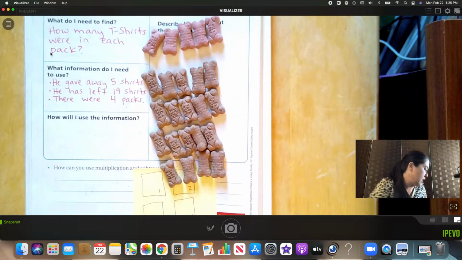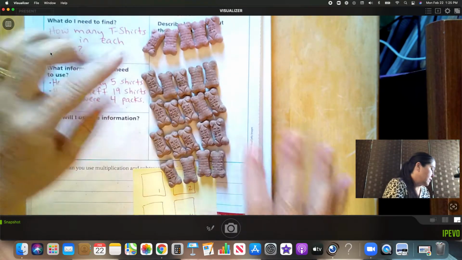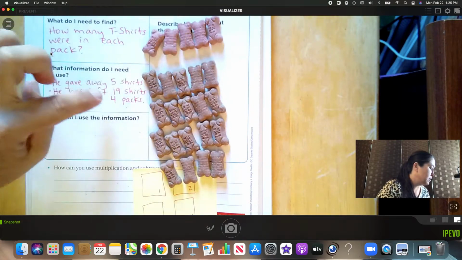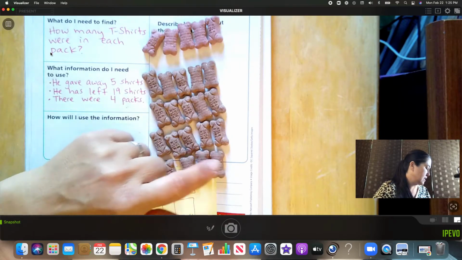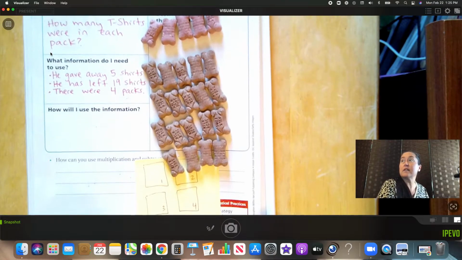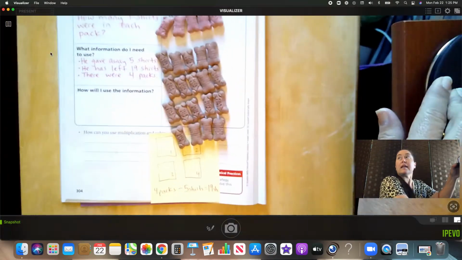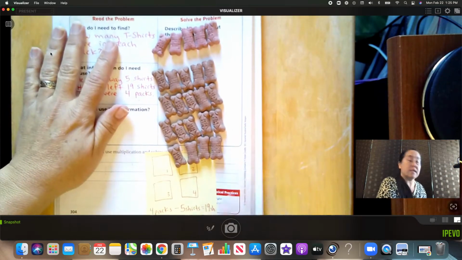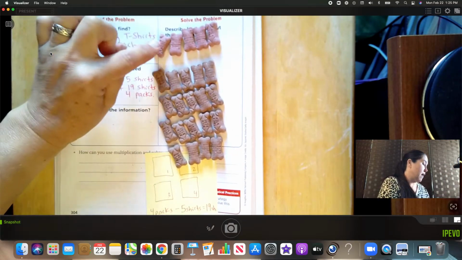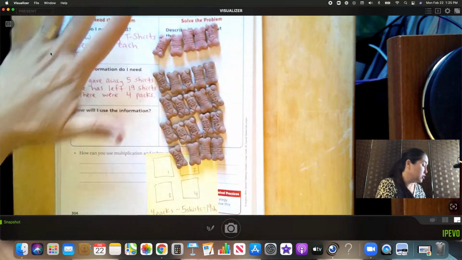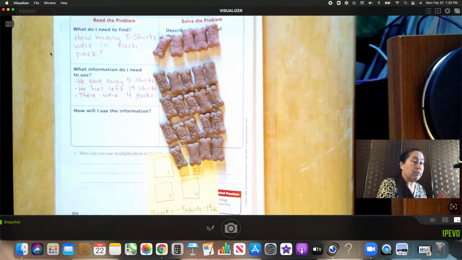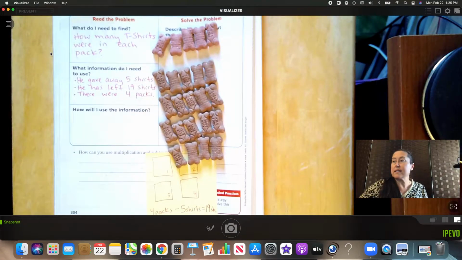So we know he has 19 left. 1, 2, 3, 4, 5, and I put them in rows of 5. 5, 10, 15, 16, 17, 18, 19. There's the 19 left, right? He has 19 left. And he gave away 5. 1, 2, 3, 4, 5. Okay, so these are all the shirts he had, but they were broken into 4 separate groups.